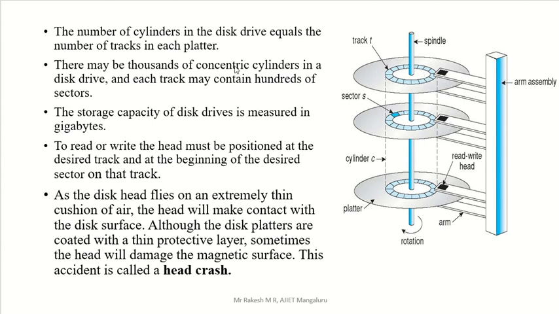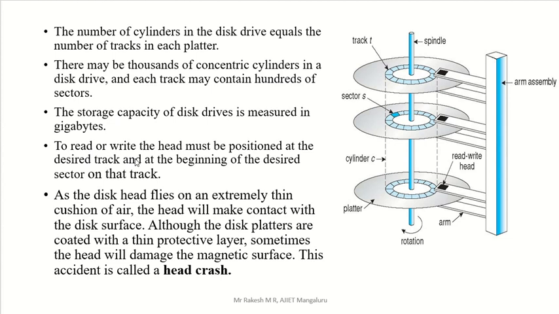There may be thousands of concentric cylinders in a disk drive, and each track may contain hundreds of sectors. Each track may contain a lot of sectors, and there are a lot of tracks in one platter. The storage capacity of the disk drive, the entire disk, is measured in gigabytes, GB.